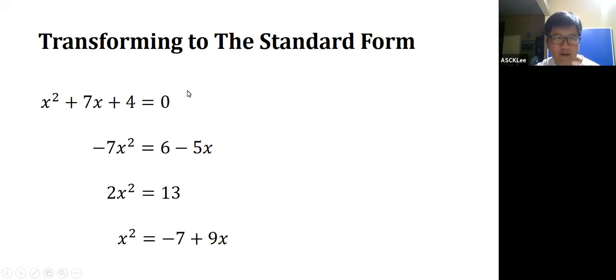You have this one here, which needs no transformation because it's already in the standard form. You don't need to do anything. It's already perfect. It's already in order. It's already nice. Everything on the left side is equal to zero already. No need to do anything.